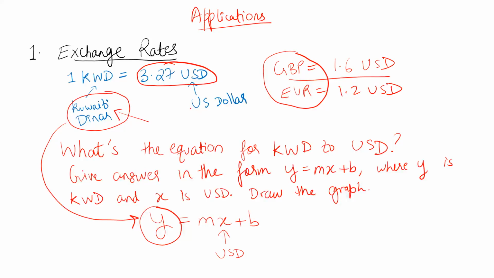Like as equal value, right? So if I give you one Kuwaiti dinar, how many US dollars would you give me, such that whatever you give me has the same value as what I gave you? How much would you give me? According to this equation.